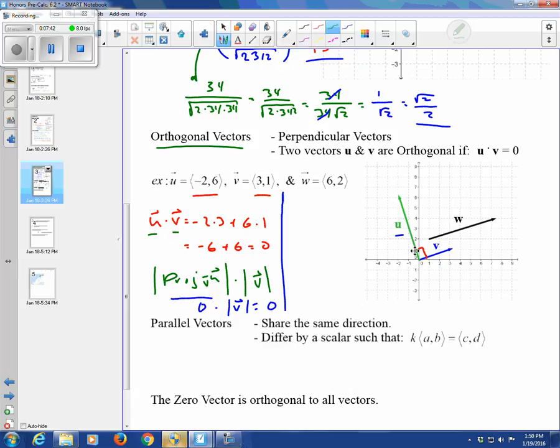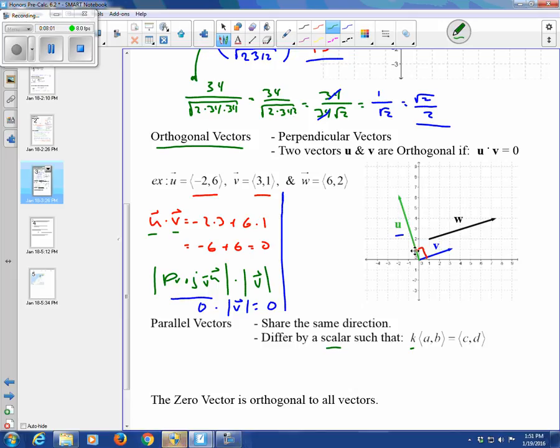Parallel vectors, we say, share the same direction and differ by a scalar. So right here we can say two vectors are going in the same direction, or opposite directions, we might say, if the arrow was going in the opposite direction here, if they differ by a scalar.